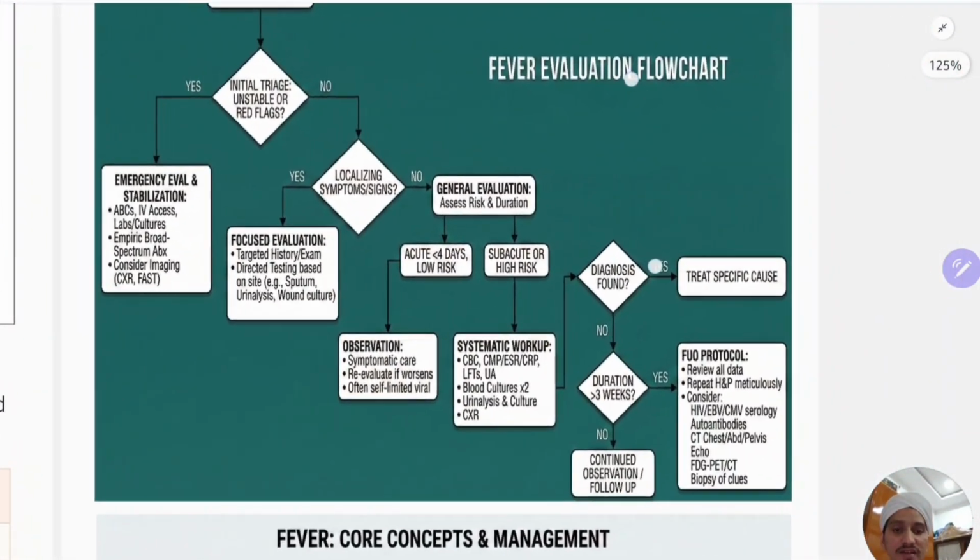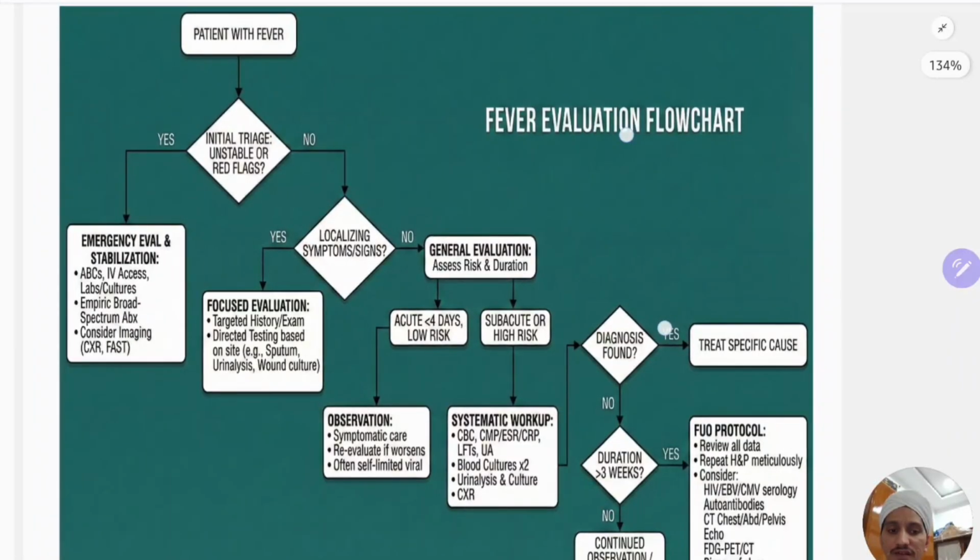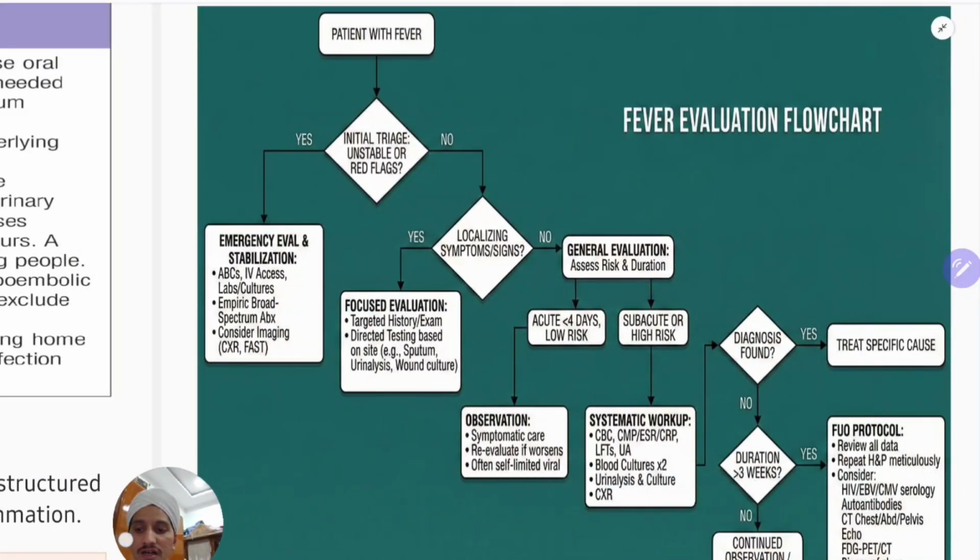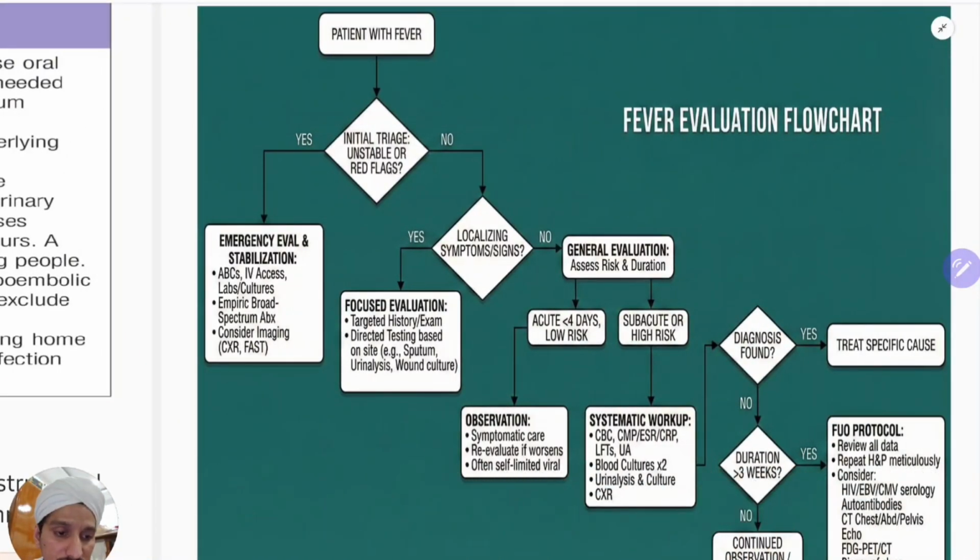Now this is the summary flow chart, and a very important flow chart. One should remember it to approach a patient with fever. Master flow chart of fever. So first you see a patient with fever. Ask yourself in initial triage whether the patient is unstable or whether the patient has red flags.